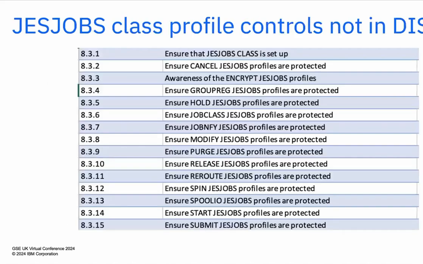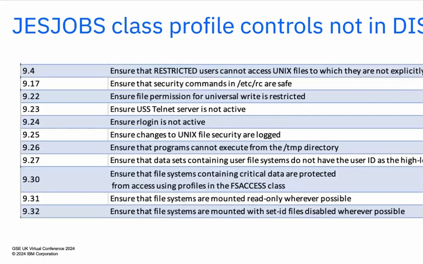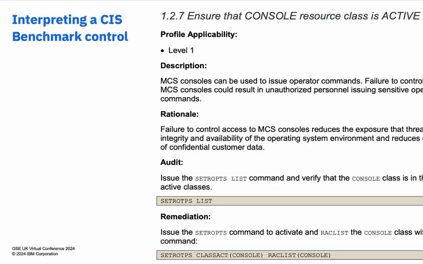And this is just to illustrate the controls that are new in the CIS benchmark. And we can see the profile protection in the JSON class. These are the identifiers, here are the numbers in front. And this is more on Unix files. And the next slide will show you.